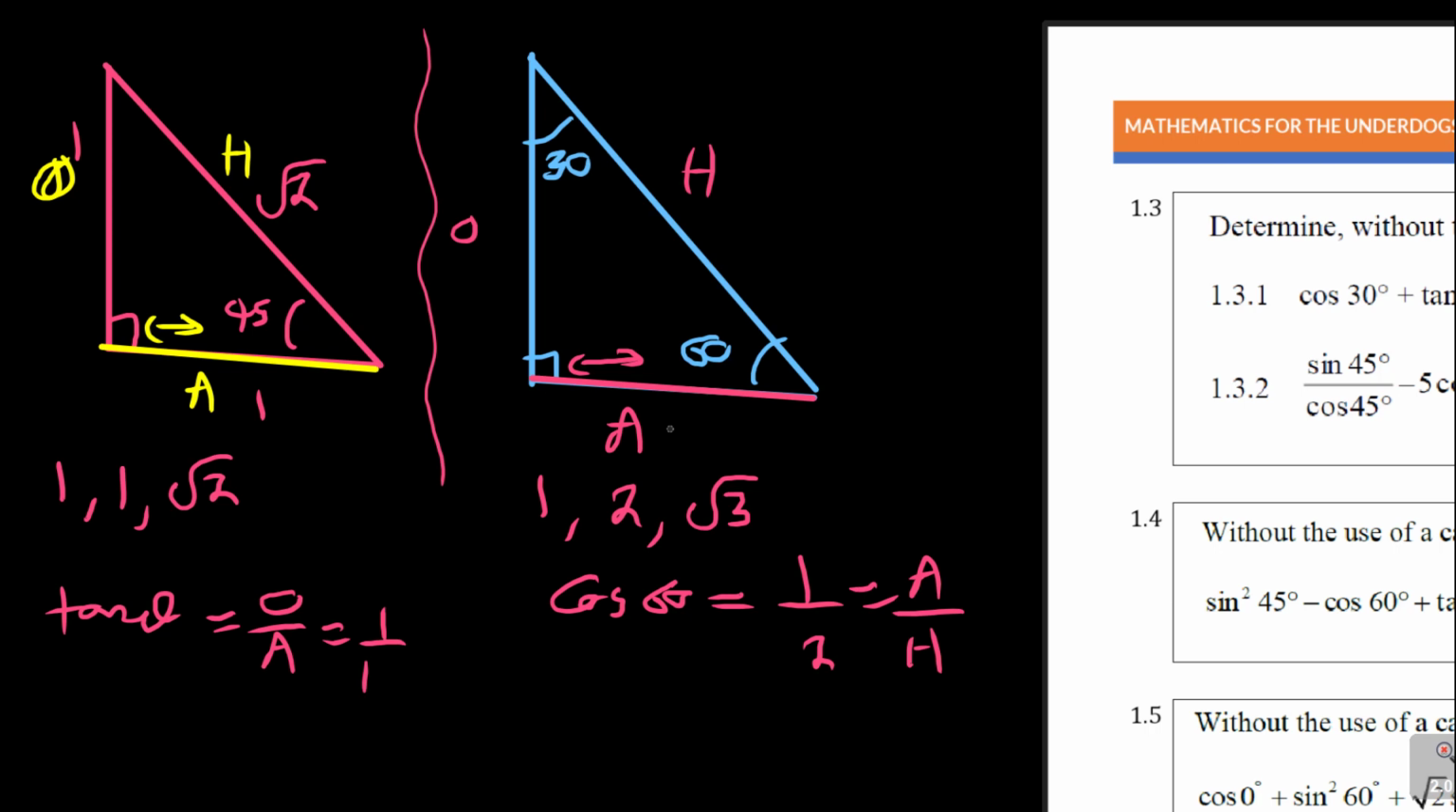Where is adjacent? It says 1. And then where is hypotenuse? It says 2. Then this one is root 3. So you've got 1, 2, root 3. So this is how you sketch them. Then you can use them in simplifying anything you want to simplify.